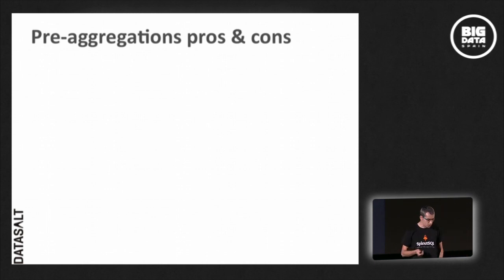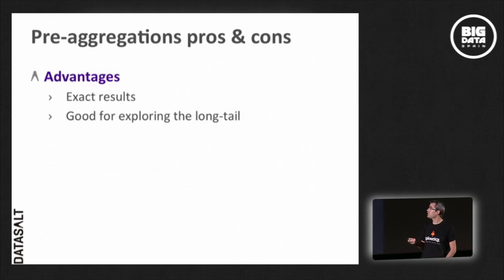So, okay, but let's talk about the pros and cons of pre-aggregations and sampling. On pre-aggregation, the advantages obviously are that it has exact results, and it's also good for exploring the long tail. The long tail is these web pages or whatever that have a small amount of impressions, and if you are using sampling, you are going to lose them. If you want to deal with them, for example, for getting a list of the long tail of these kinds of things, you obviously need to go to the pre-aggregations.